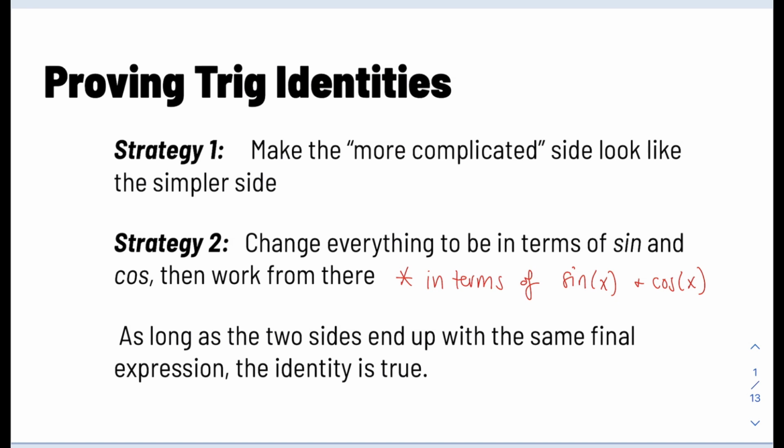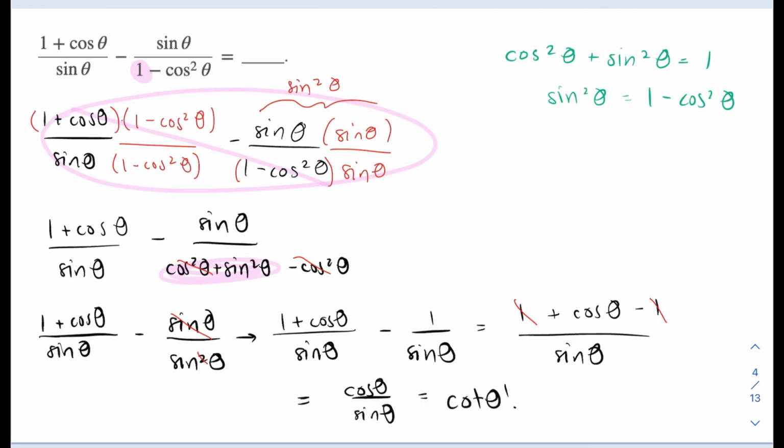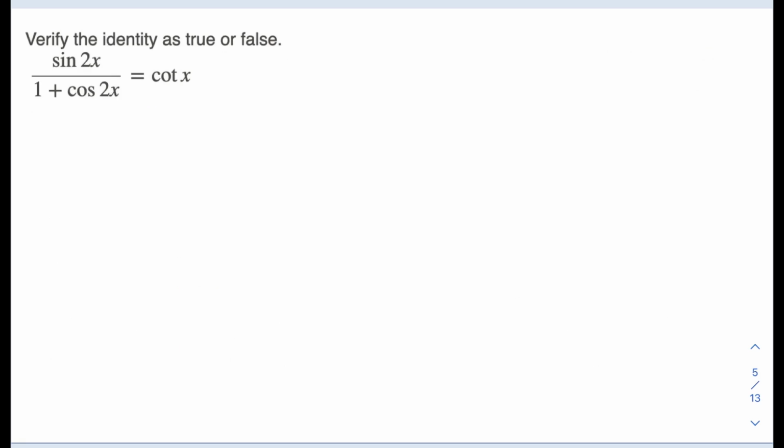So not having anything else happening within the function. So cosine of 2x and sine of 2x is not particularly in terms of sine and cosine. So I will take this little corner up here. Just a reminder, cotangent of x is cosine of x over sine of x. So if I'm trying to verify if this is true, getting the other side to be cosine of x over sine of x will do it. Okay.